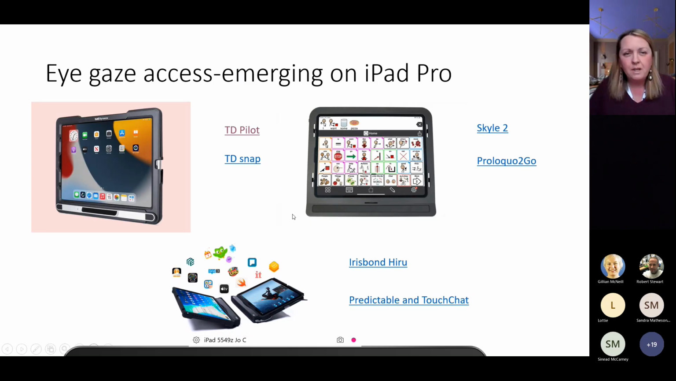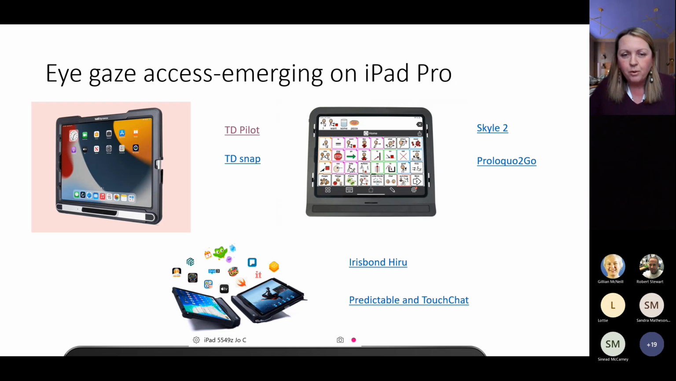And then the last thing to have a think about is eye gaze access. So this is obviously emerging on the iPad Pro. There are a few options out there. There's a TD Pilot from Tobii Dynavox with TD Snap. There's a Skyle available from Inclusive Technology, where you can use apps like Proloquo2Go.